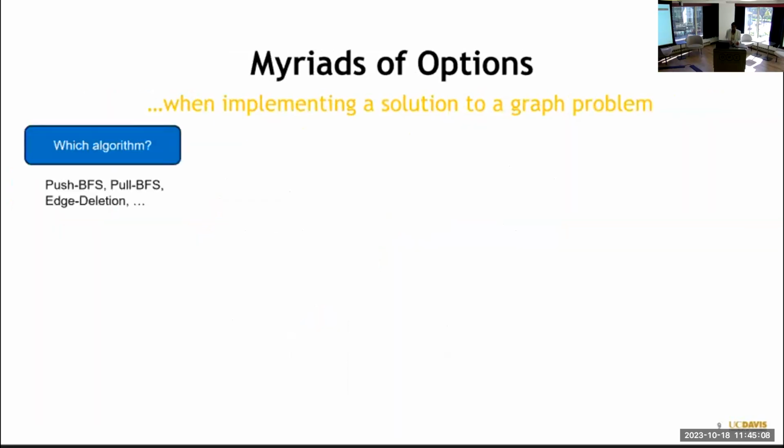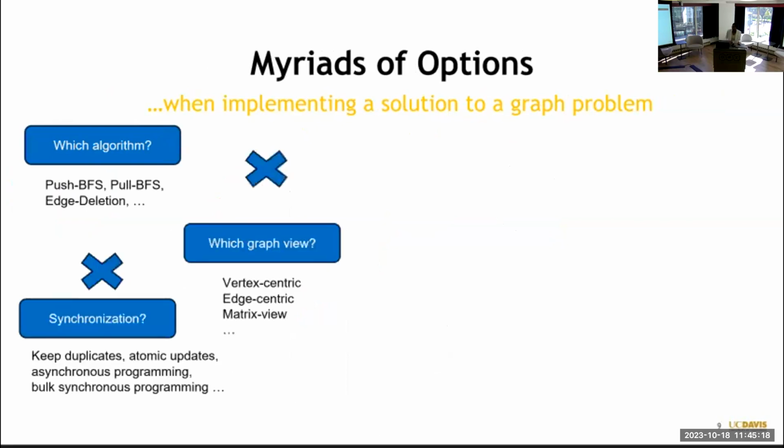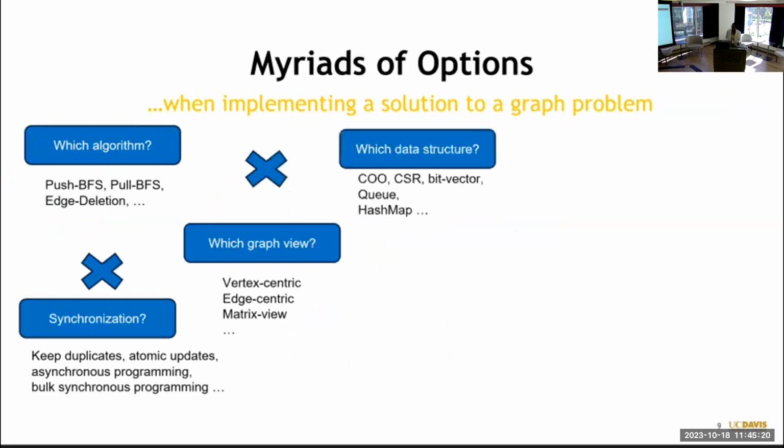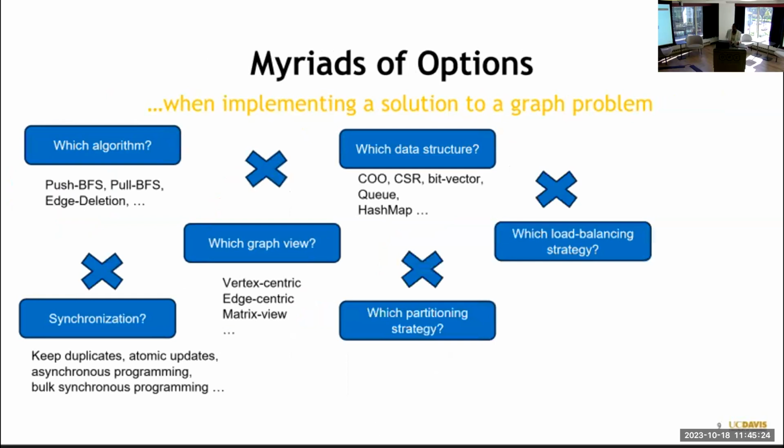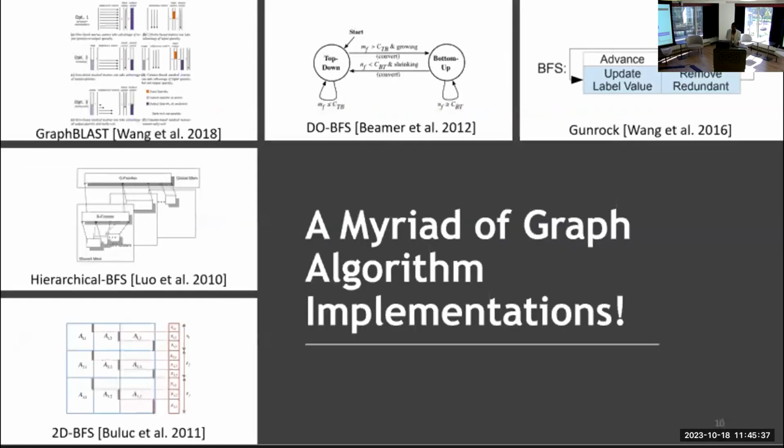But overall, given a graph problem such as the graph distance problem, an implementation has many things to consider, including the general approach or algorithm for solving the problem, synchronization considerations, which graph view to use, the data structures for the graphs and other data types in the problem, partitioning, load balancing, and finally, how all of these interact together with the architecture on which the implementation will be executed. The point is, this is a large combinatorial space of things to consider.